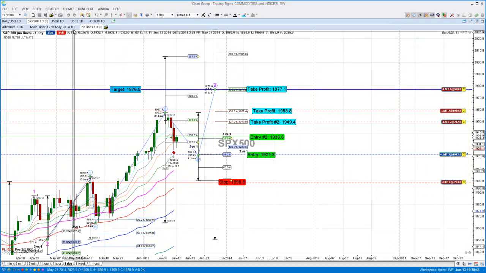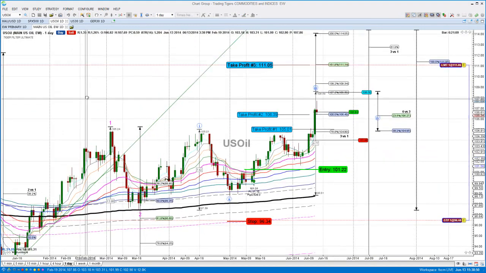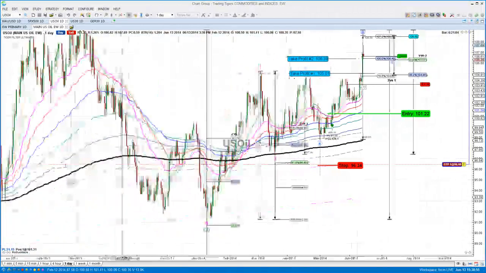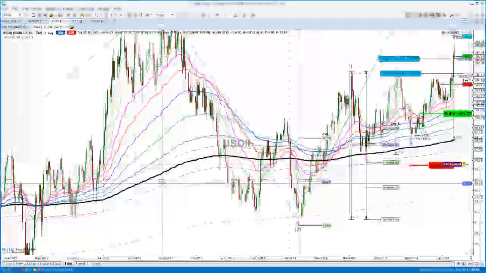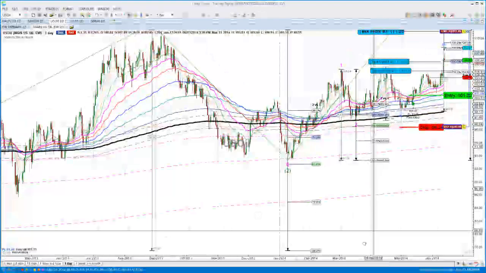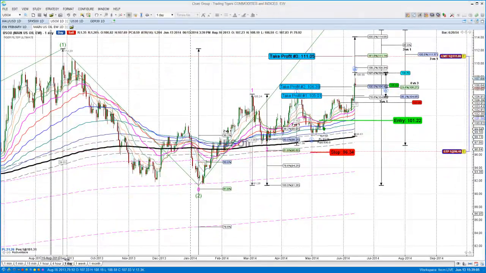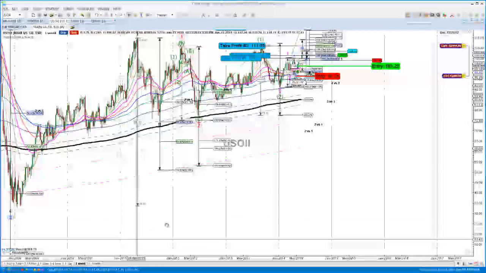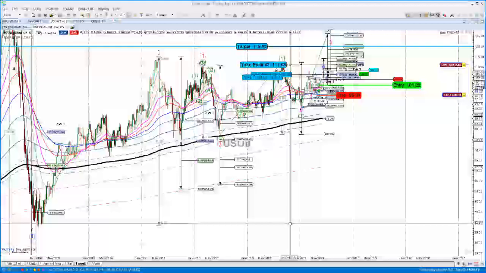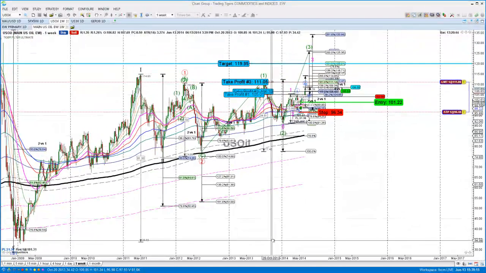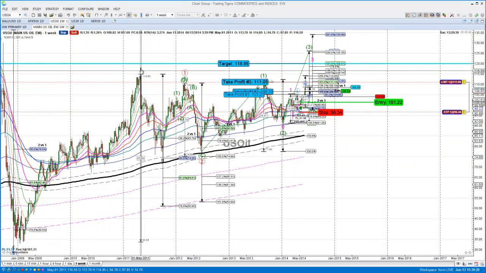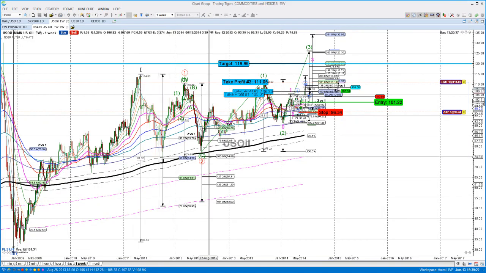Okay, let's move to the next one, US oil. Where are we with our wave count right now? I think I'll have to take it to the weekly so you can actually see where we are. Super cycle is in a wave 3, and the super cycle is in blue and in brackets. The cycle is in 1, 2, we're in a wave 3.